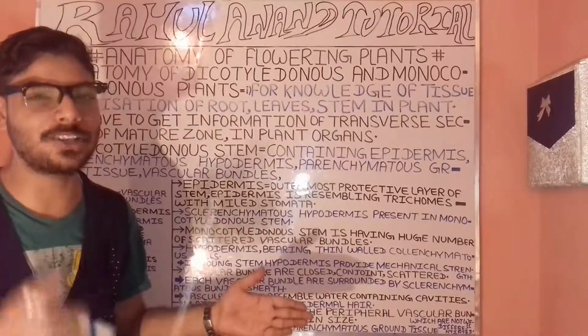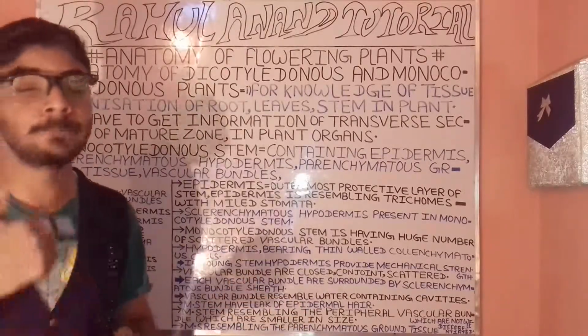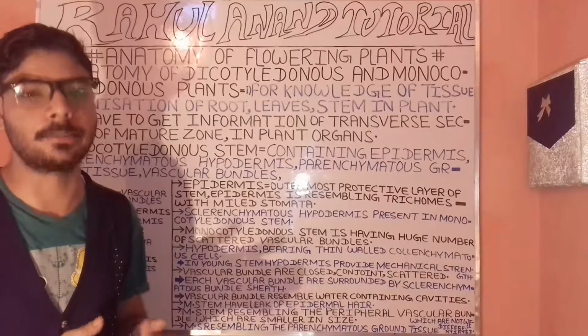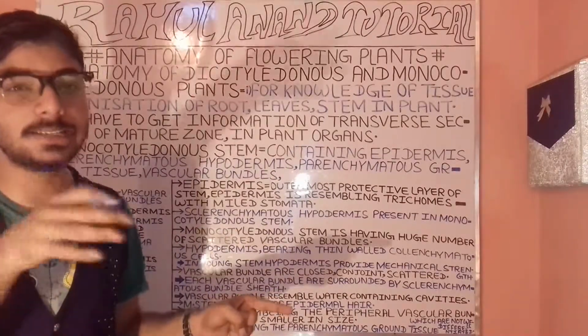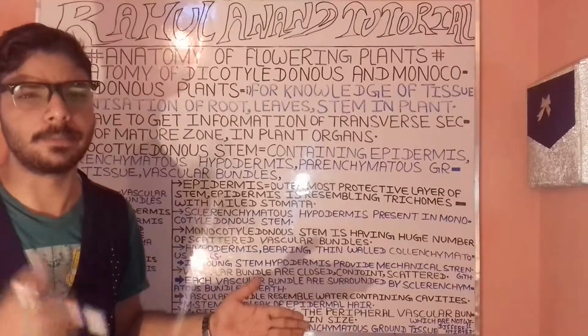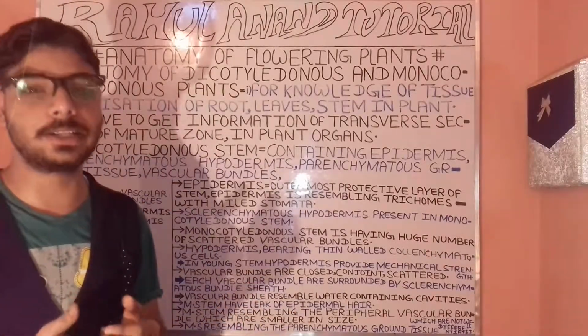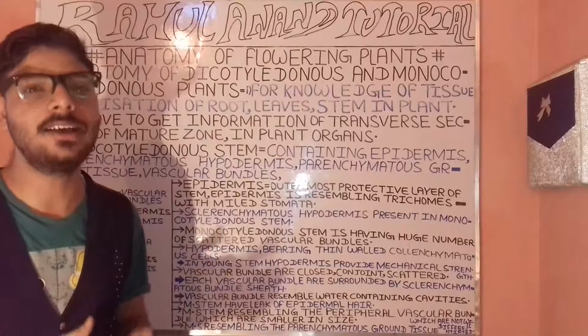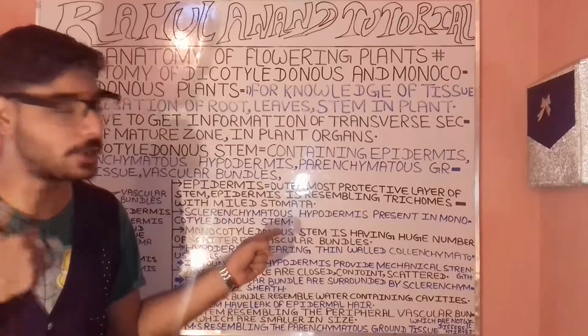Now let's understand the anatomy of the monocotyledonous stem. It will bear and resemble certain types of organs and parts in it, so you could often find it on the board here.